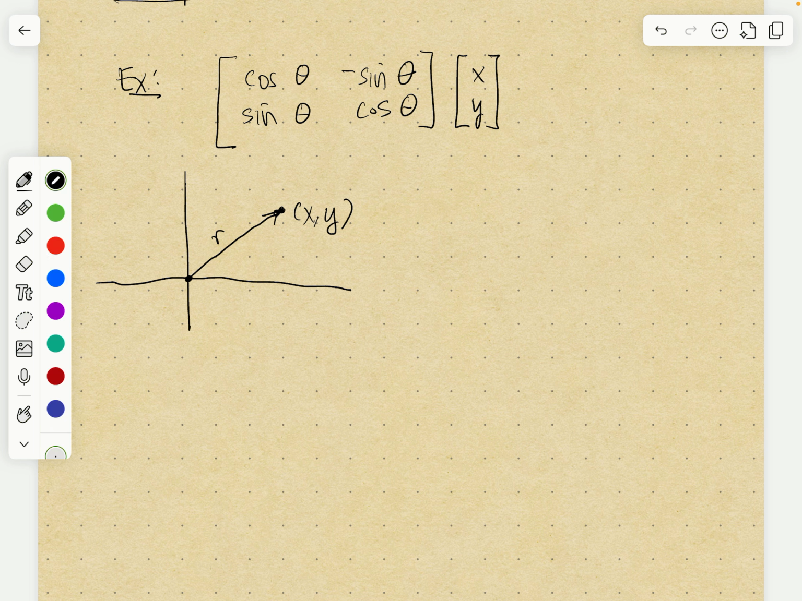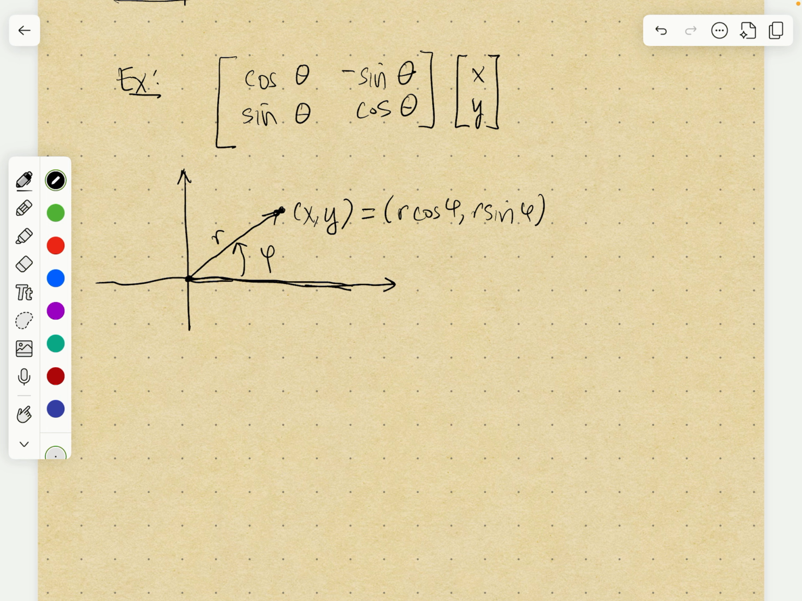Remember, the first coordinate is r, the distance from the origin to xy, and the second coordinate is the angle from the positive x-axis. Here's the positive x-axis, that's the positive y-axis, and then you have this angle. Let's call that angle phi. Do you know what the coordinates of x and y are in terms of r and phi? It's r cosine phi, r sine phi.